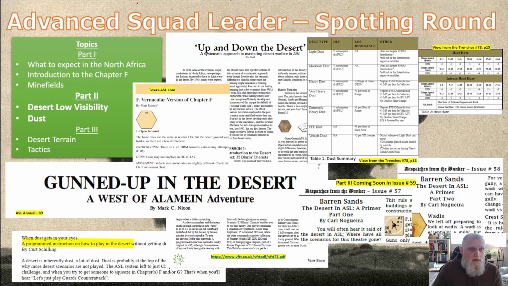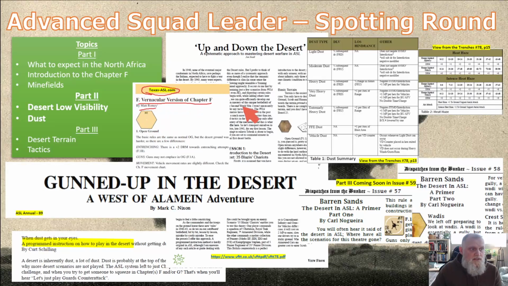So before we do that, let's look at some other articles. Now, I found a couple of new sources that I'm going to reference. So I'm just going to update what I said from the previous video. The first one I want to talk about is the Vernacular version of Chapter F, and that is on Texas ASL. It is a very much shortened version of Chapter F, written by Matt Romey.